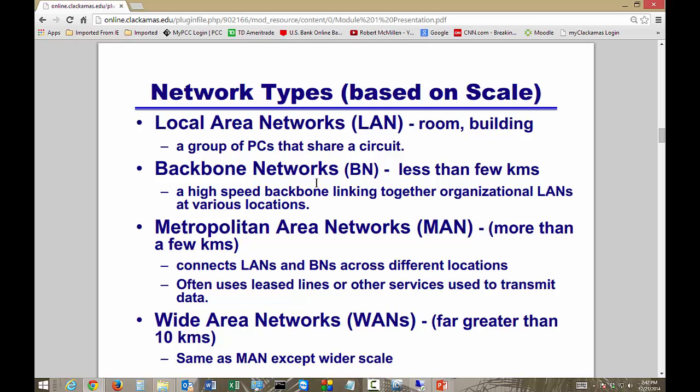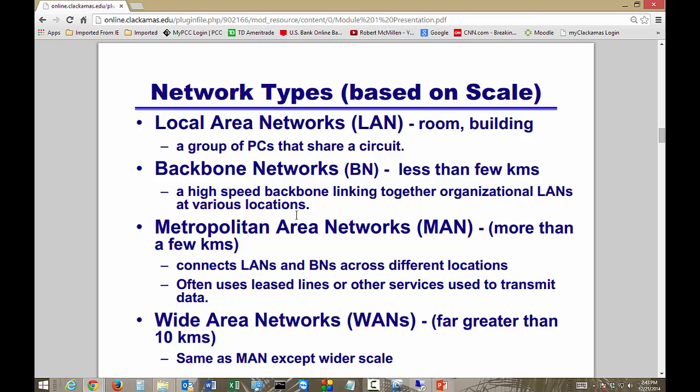Now, there is some confusion between a backbone network and a metropolitan area network. That's a little bit different. You can be farther away in a MAN situation where it's more than a few kilometers. It connects LANs and backbone networks across different locations. It also can use leased lines or other services. So it's not going to use the same technology, or doesn't have to, throughout the entire metropolitan area. You could have multiple different ones. So if you have a business with several different locations in that same region, then you can have a MAN set up using different internet service providers, different technologies, that kind of thing, to have them all connect together.